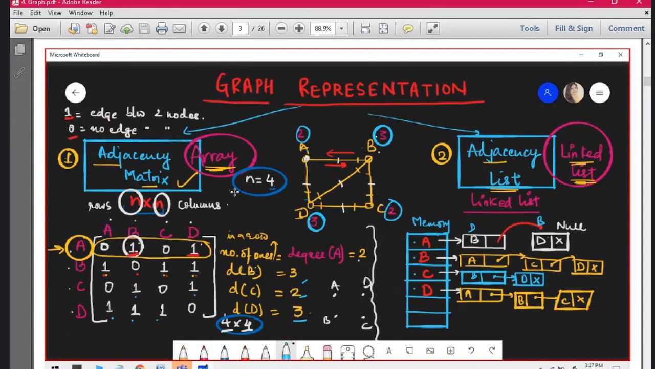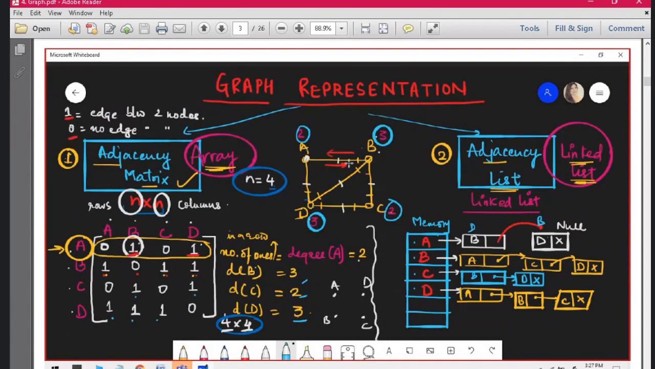So as I have already told you, in a simple graph, whatever we are going to study in this module, we are always going to refer to a simple graph. In simple graphs, we don't have the concept of self loop and multiple edges. What is a self loop? If there is an edge from B to B itself, then that is a self loop. And similarly here you can see from B to C we have one edge.